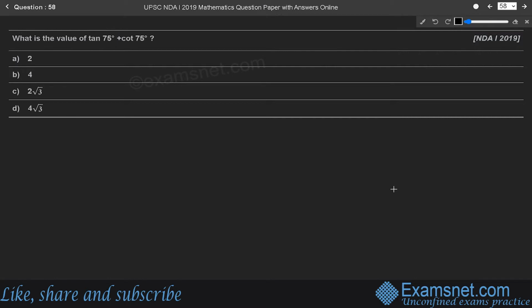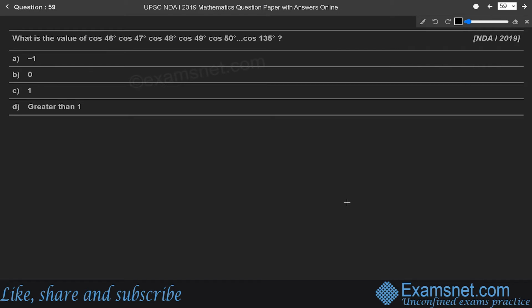Next question is, what is the value of tan 75 plus cot 75? We know that it can be written as 2 plus root 3 plus 2 minus root 3, which will be equal to 4. So the value of the given term is equal to 4. Therefore, B is the correct option here. You can see that all the questions from trigonometry are very simple. You just have to remember the basic formulas and the identities that are used in trigonometric expressions.